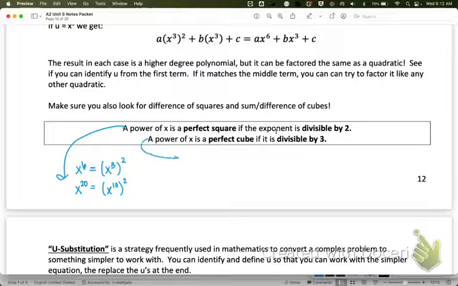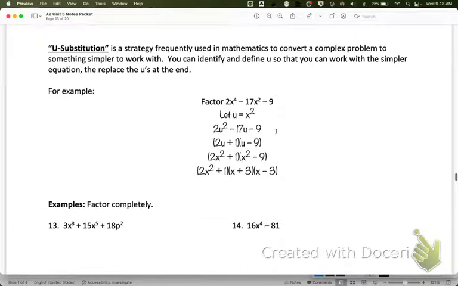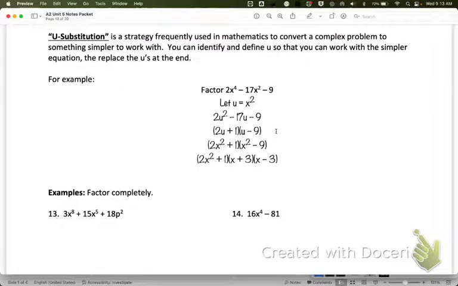A perfect cube would be something like also x to the 6th, but it would be the reverse. This would be x to the 2nd cubed, or x to the 12th would be x to the 4th cubed. If you can divide it by 3, it's a perfect cube. So those are the things that you want to look for. One strategy for doing this is to use u substitution. This is something that we use often in math to take something that is kind of a complex, ugly problem and rewrite it in a form that is simpler to work with. We can work on that simpler problem and then put the ugly piece, whatever u was, back at the end.